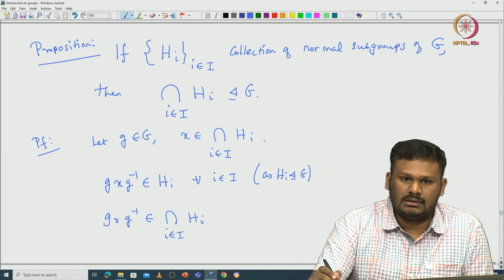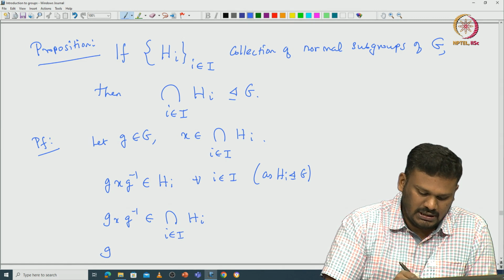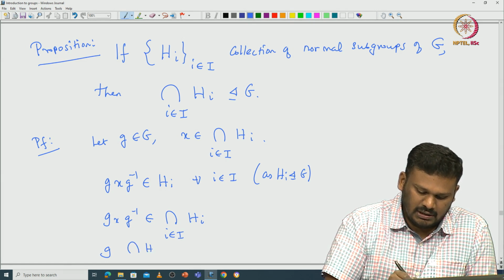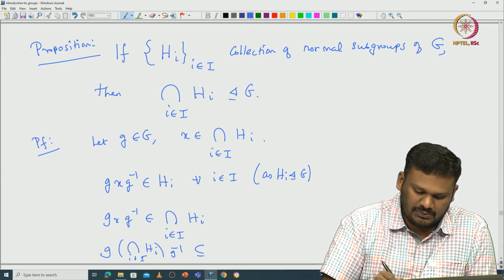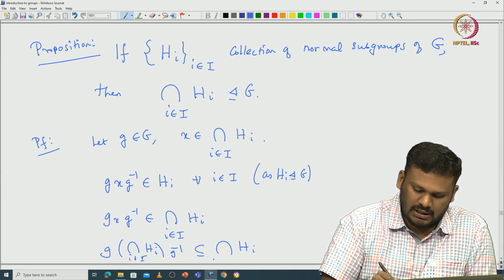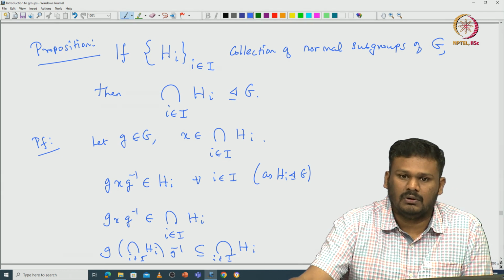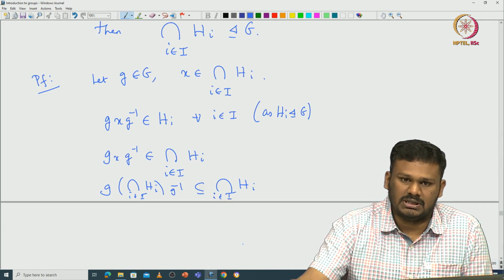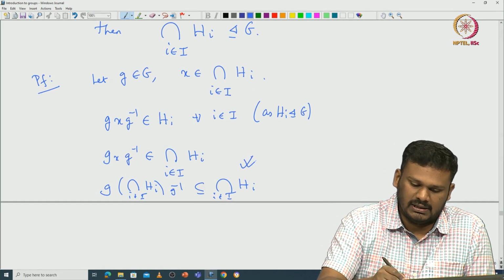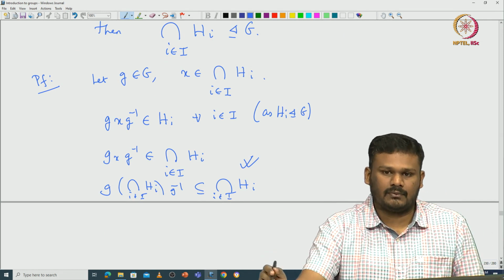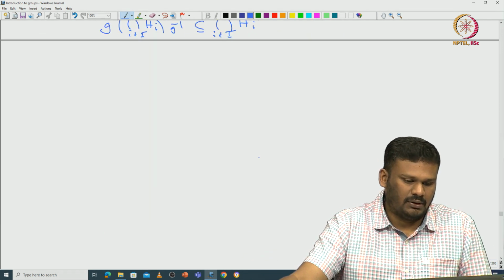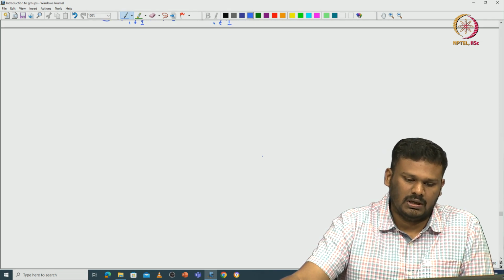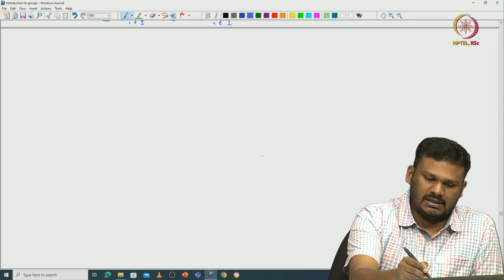of all Hi, i in I. So, that means we proved that G, this intersection of Hi, i in I, G inverse is a subset of the intersection of Hi, i in I. Okay. So, this is one of the characterizations of normal subgroups. So, that is something verified now. Now let us see how it actually leads to the definition of the normal subgroup generated by some subset.